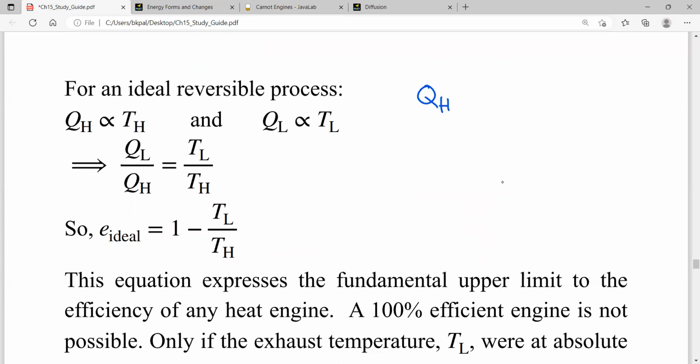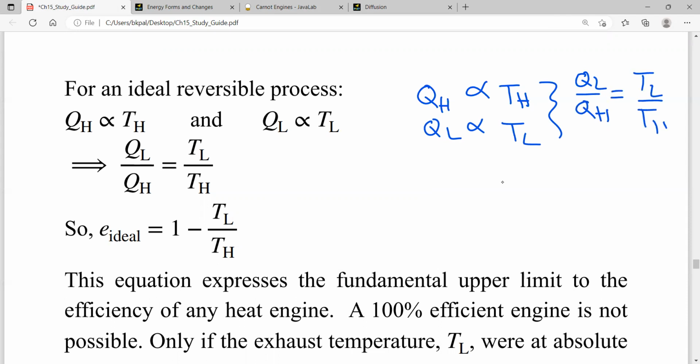The heat that enters the system is actually proportional to TH. So we need some equation to explain the theoretical efficiency, or the ideal efficiency, and to do that we need this relation. The operating temperature TH is proportional to the heat at the high temperature reservoir, and similarly QL is proportional to TL. And these two equations tell us that QL over QH is exactly equal to TL over TH.